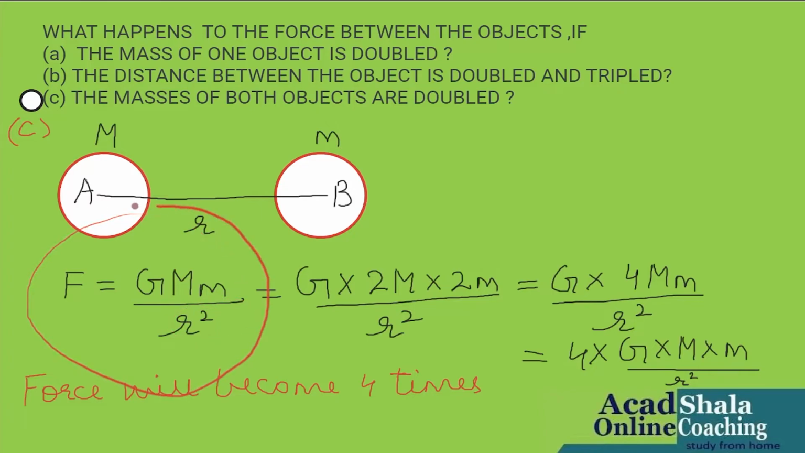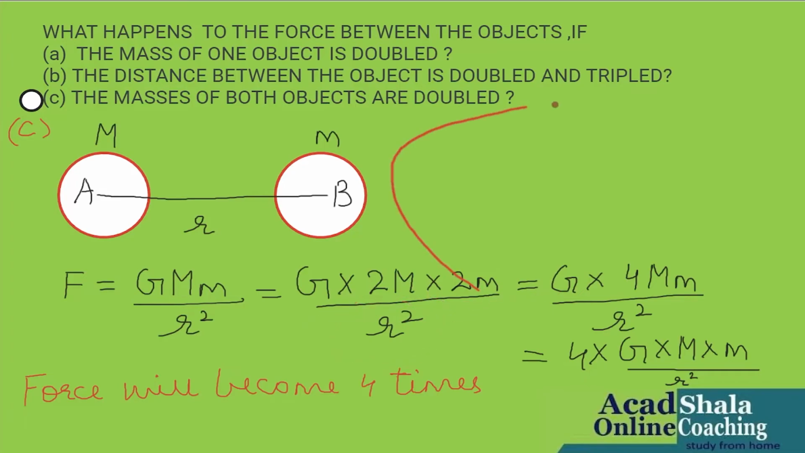After this, I will see what the demand is in the numerical. Accordingly, I will change my expression. The masses of both objects are doubled. That means I have to double both the masses, that is m also and small m also. So I will change the expression: G, that is 2m into 2 small m, upon r square, according to the demand in the numerical.